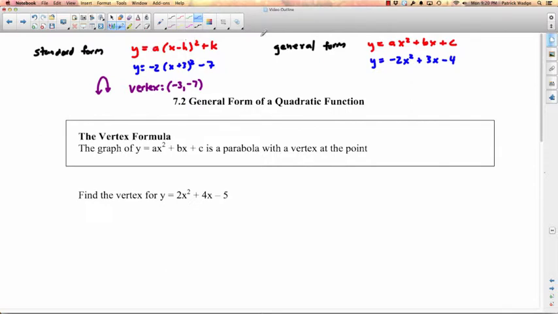So that's good that we don't have to do that. It saves us some time. But still, we'd like to be able to get the vertex quickly so we can graph this without too much hassle. Luckily, there is a way to do that.